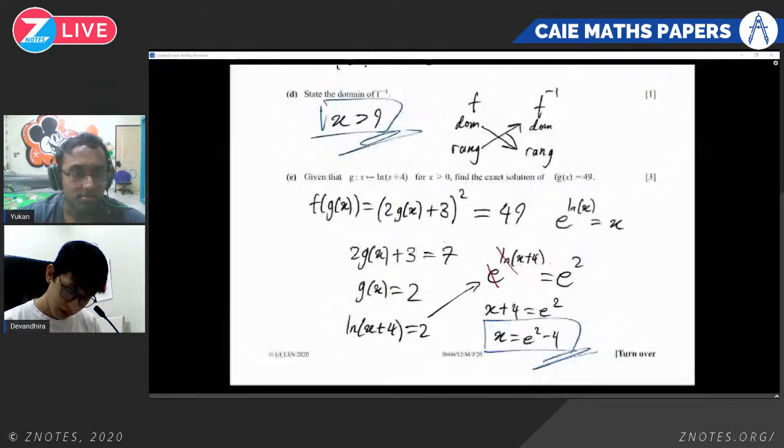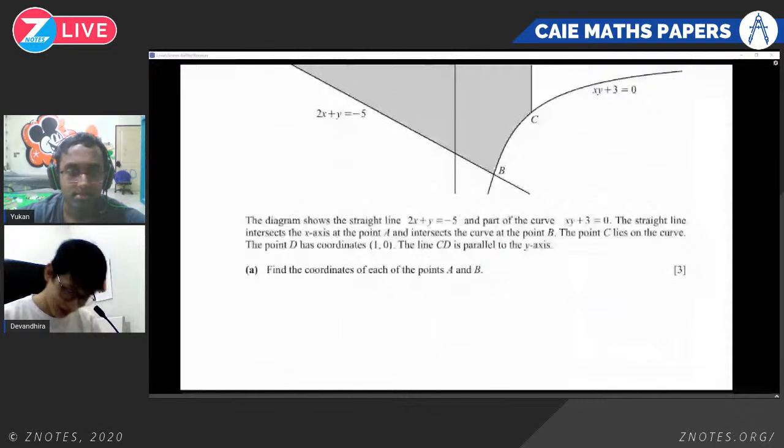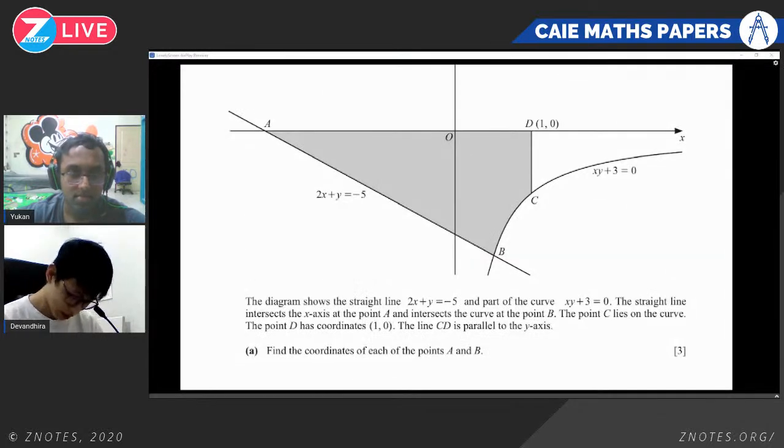Right. So let's read the question. The diagram shows the straight line 2x plus y is equal to -5, and part of the curve xy plus 3 is equal to 0. So 2x plus y is the straight line. xy plus 3 is the curvy line here.